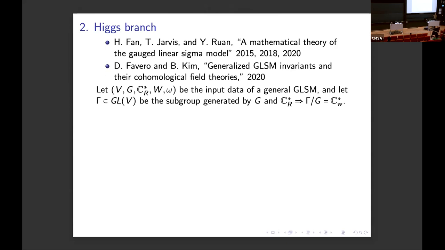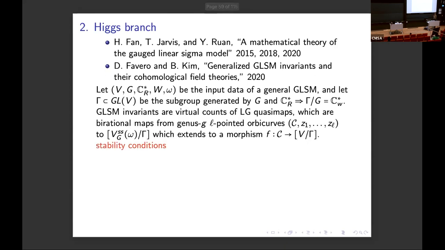Now we are back to a more general GLSM. So G is a more general reductive subgroup of GL(V). And let me just give you a rough idea of the GLSM invariants as defined rigorously in these papers. They are virtual counts of Landau-Ginzburg quasi maps. What are they? They are birational maps from genus g, n-pointed orbifold curves to this quotient, which extends to a morphism to this quotient stack.